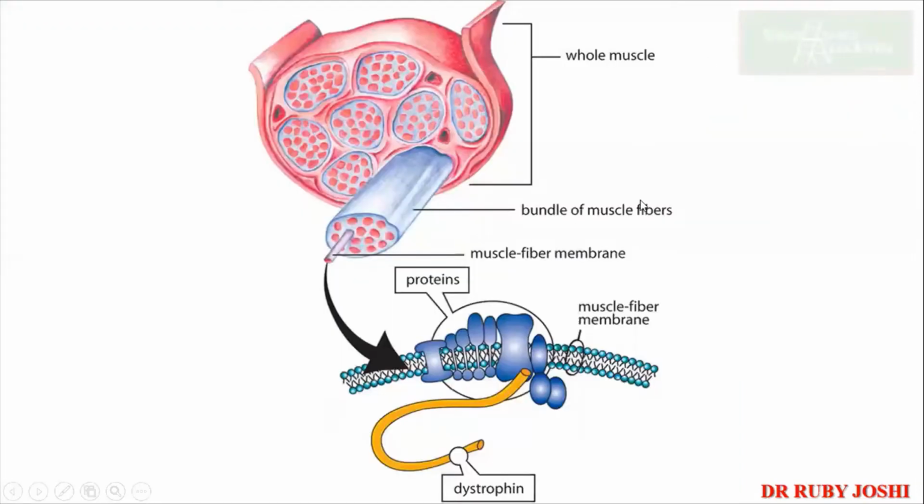Now, let's see. You have this whole muscle. Let's talk about one bundle of the muscle fibers, and in that one muscle fiber membrane we are talking, right? Here you see there are proteins. These are the transmembrane proteins, and to these transmembrane proteins, dystrophin is attached. Dystrophin is making connections with the actin filaments, and these transmembrane proteins are making connections with the extracellular matrix proteins.